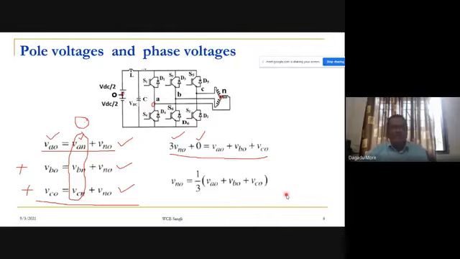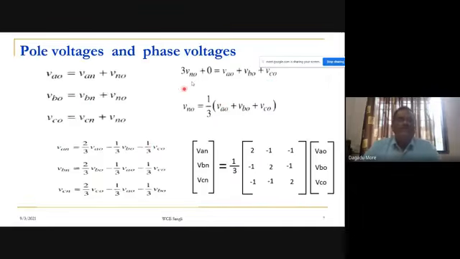Now our job is to put this value of VNO into each equation. Whatever this VAO will be, it is VAN plus VNO, and this VNO will be one third of VAO plus VBO plus VCO.